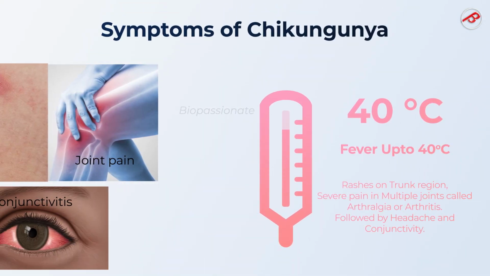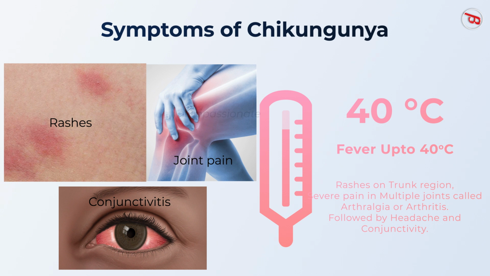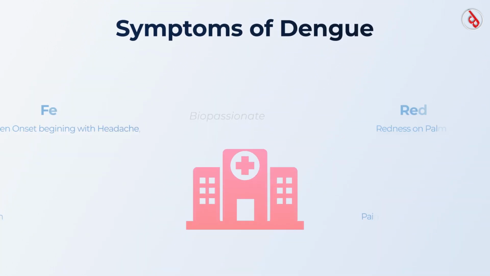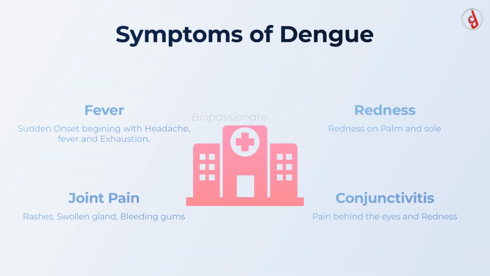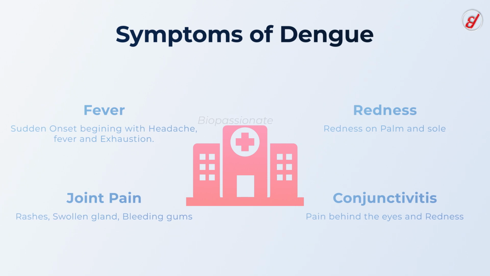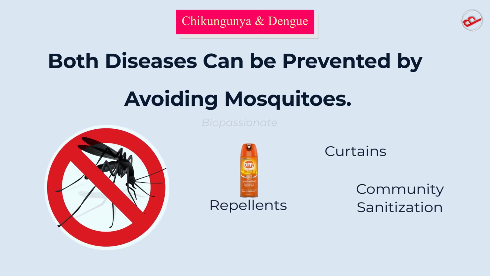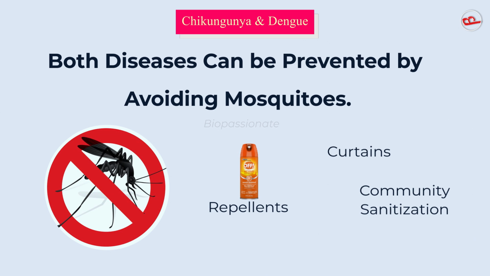Symptoms of chikungunya include rashes on the trunk, occasionally on limbs, severe pain in multiple joints called arthritis or arthralgia, conjunctivitis, that means redness in the eye. Symptoms of dengue include sudden onset beginning with headache, fever and exhaustion, redness on palm and sole, mainly joint pain and conjunctivitis. Both these diseases can be prevented by avoiding mosquitoes. Mosquitoes can be avoided by using repellents, mosquito curtains, community sanitization, that means by removing stagnant water.